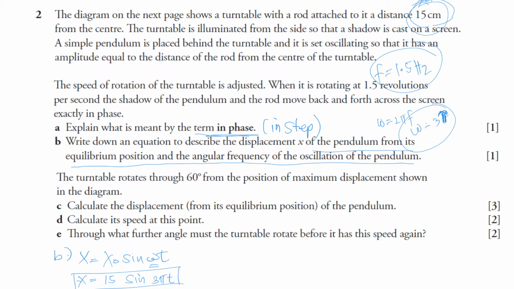Now let's go to letter C. The turntable rotates 60 degrees from the position of maximum displacement.